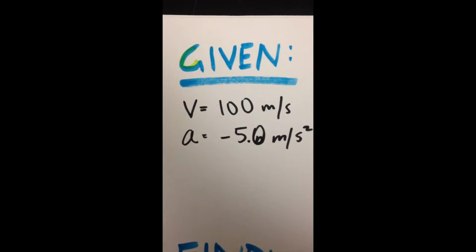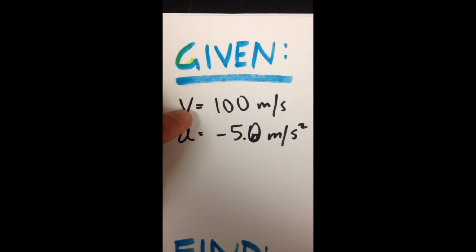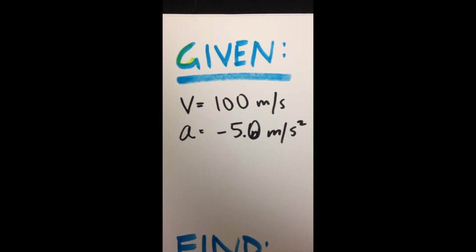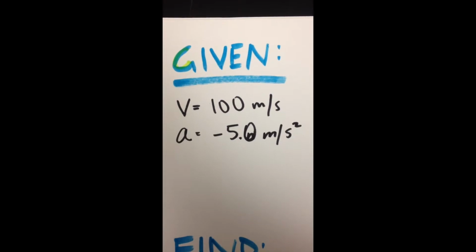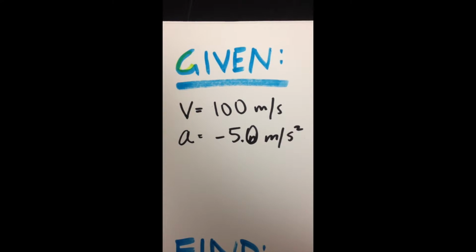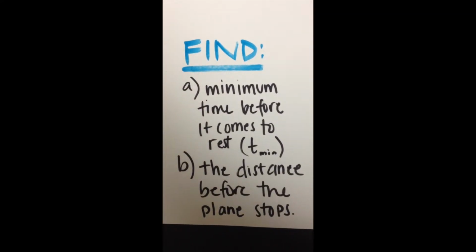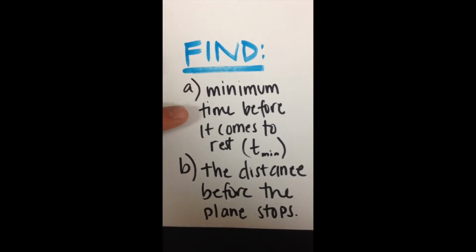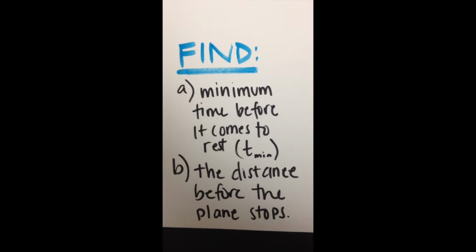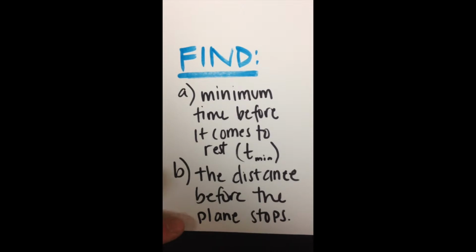Now let's take a look at the given. The speed at which the plane travels at is a velocity of 100 meters a second. It also accelerates in the negative direction at -5 meters a second squared. Now let's take a look at the find. In part A, they want us to find the minimum time before it comes to rest, or the T minimum. In part B, they want to know the distance before the plane stops.